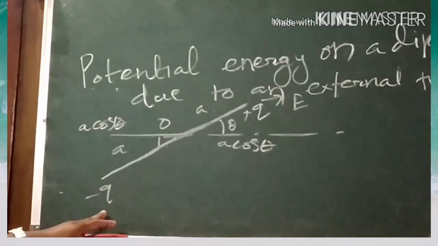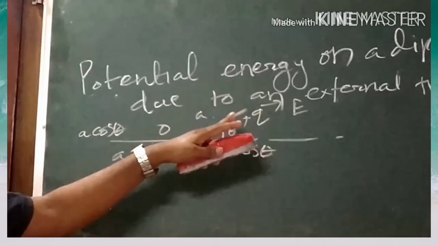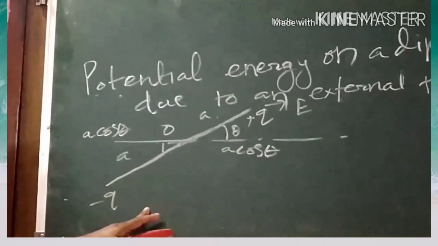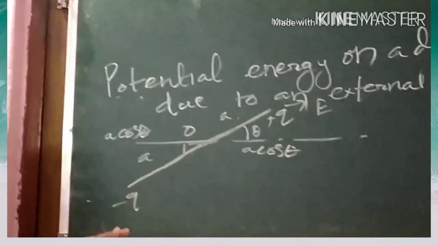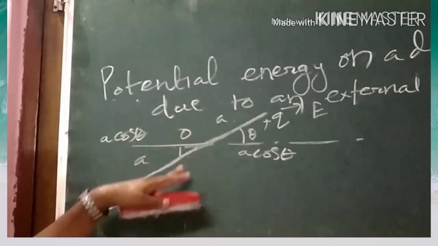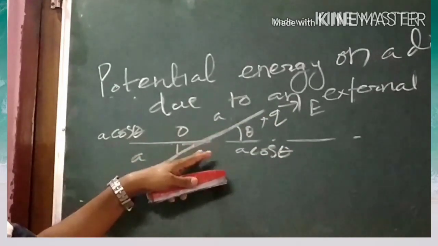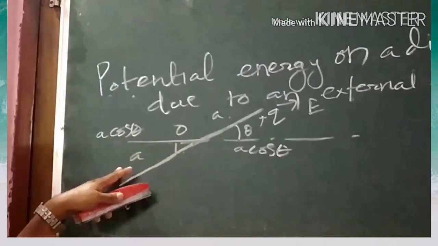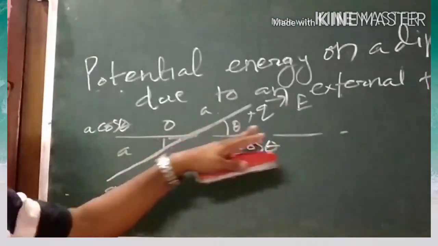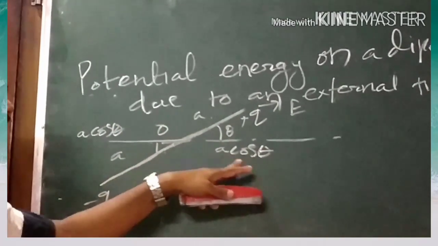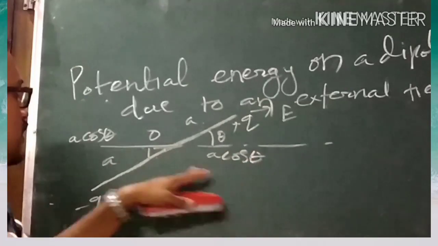Okay, so again repeating, from the definition, a dipole means two charges of equal magnitude but opposite in sign. So this is plus q and minus q, separated by a distance 2a. Let us consider the midpoint. That means the distance of plus q from the origin is a, and the distance of minus q from the origin is also a. As it makes an angle theta with the horizontal, this becomes a cos theta and this becomes a cos theta, and here we are applying an external field which is parallel to this 2a cos theta.